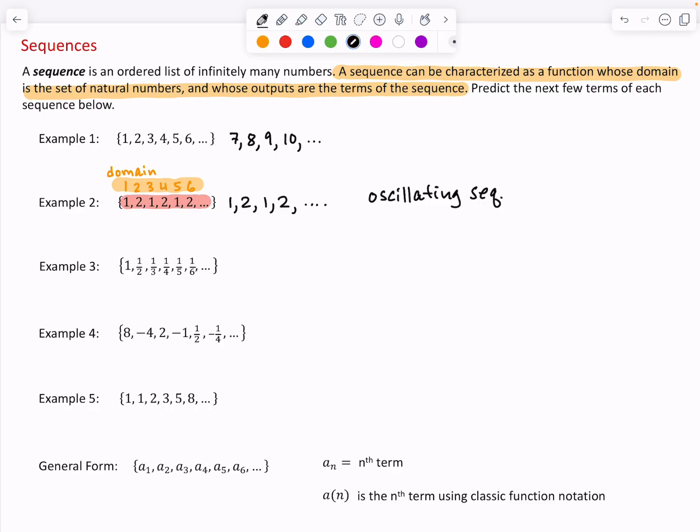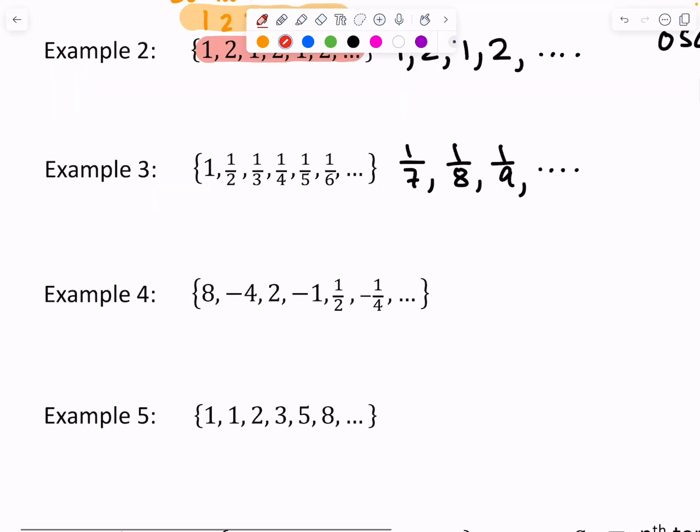Example 3, we have 1, then 1/2, then 1/3. So I predict the next term would be 1/4, and then 1/5, and then 1/6, etc. Example 4, we see that the signs are alternating between positive and negative, and furthermore, the magnitudes of the numbers are cutting in half. In other words, there appears to be a pattern. To go from one term to the next, we multiply by -1/2.